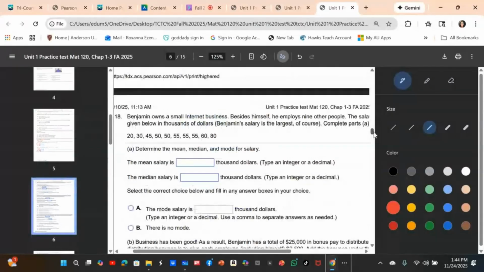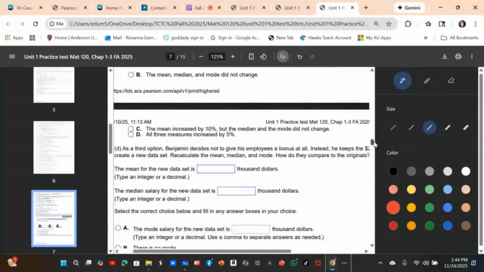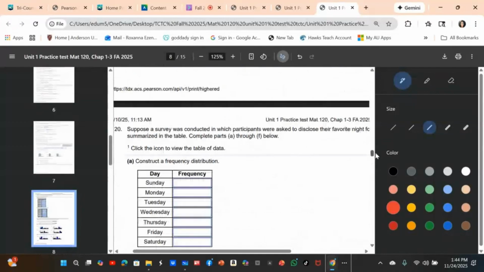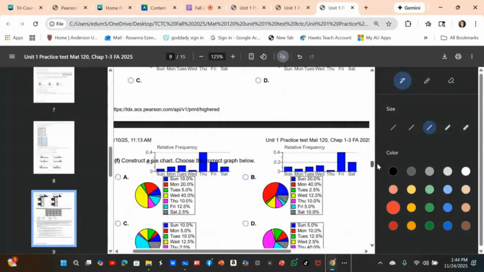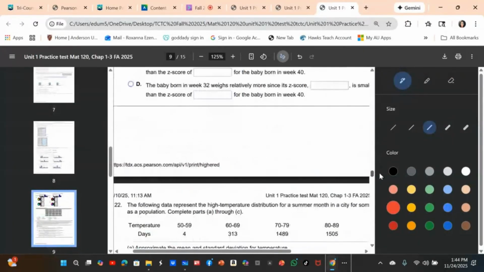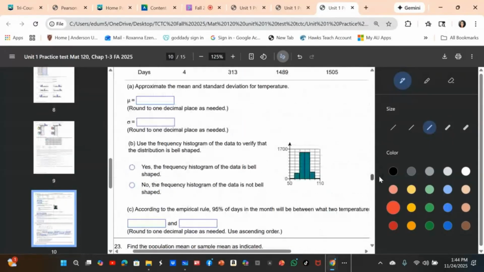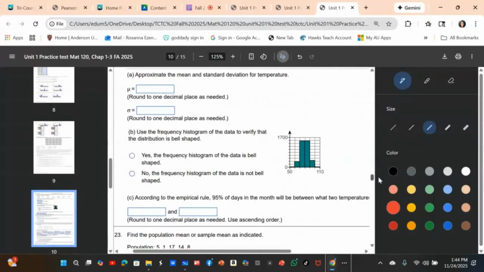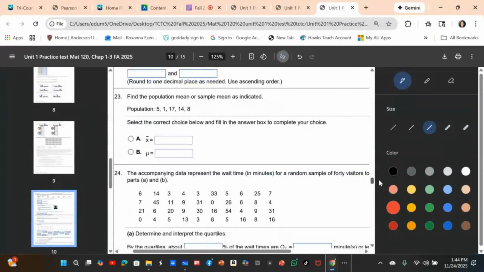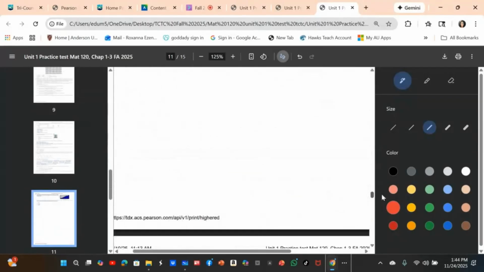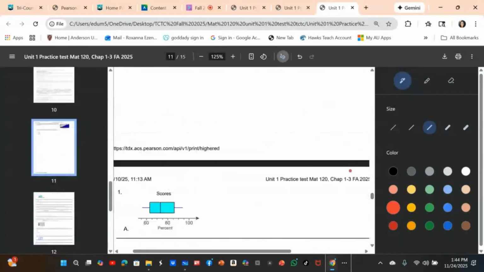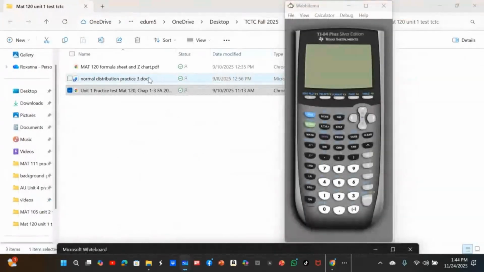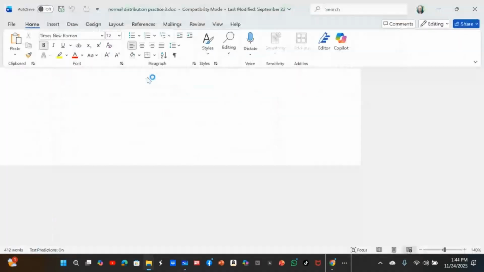Okay, I think we need to get out of here and do some z-score, because z-score will surely be in your test. So let's pull this down and look for a question on normal distribution.